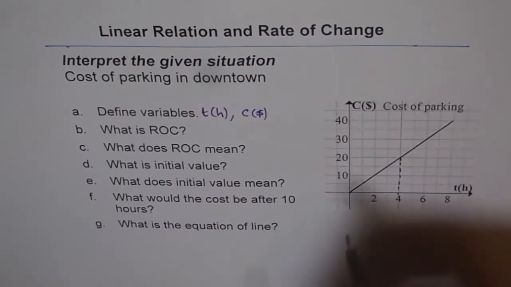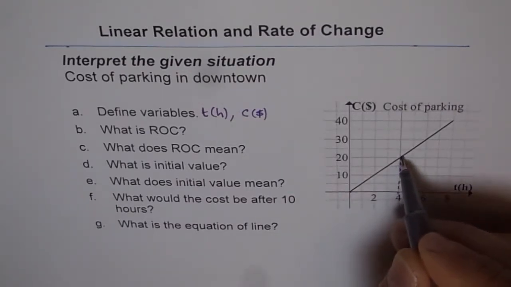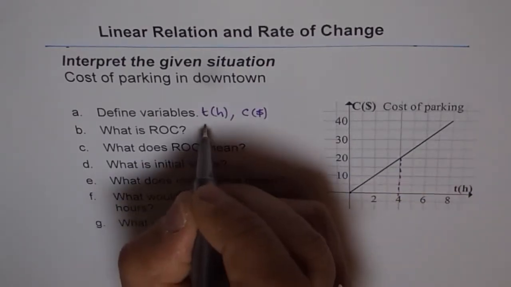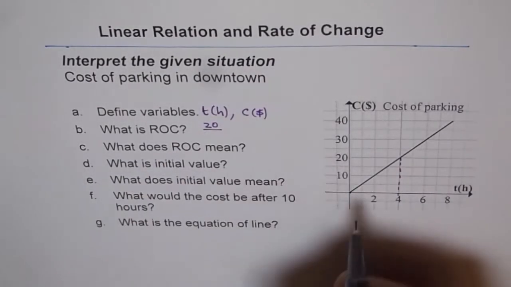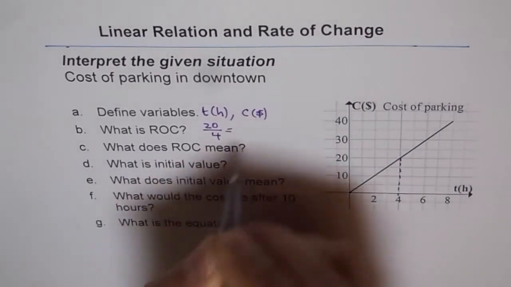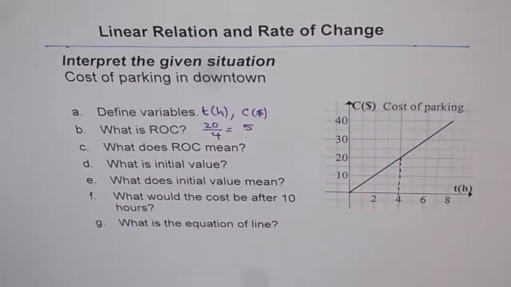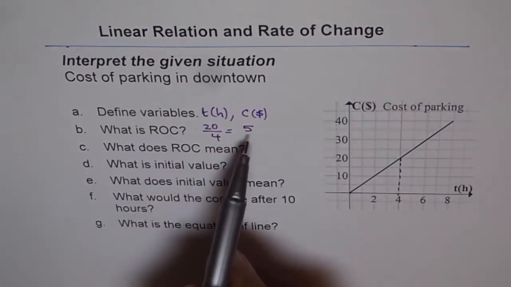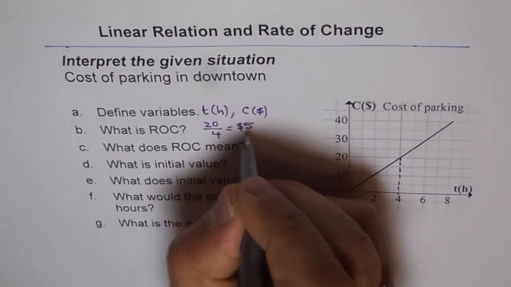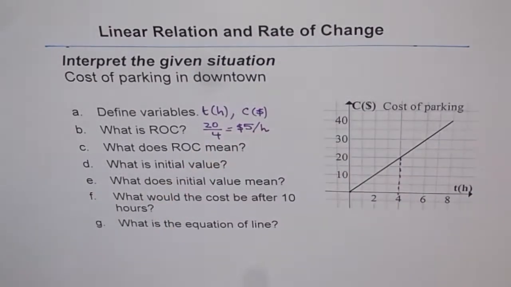So in this triangle, the line is rising up, so rate of change is positive. Rise is 20 units, right, from 0 to 20. So we say 20 divided by run, which is 4. We have 4 here. 20 divided by 4 is 5. So the rate of change is 5, and the units are dollars per hour. So it is $5 per hour.